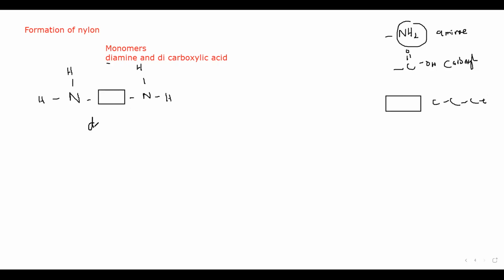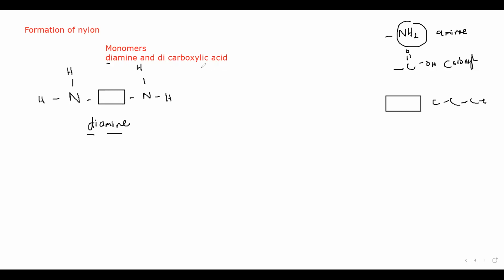This is diamine. Is the structure of the diamine clear? The term di means 2 and amine means NH2, so it has the NH2 group on both sides, that's why we call it diamine. Between them there is a carbon chain, and this carbon chain may vary in number. It's not a fixed number, that's why instead of drawing all the carbon atoms, we are just using a symbolic representation, a rectangular box.